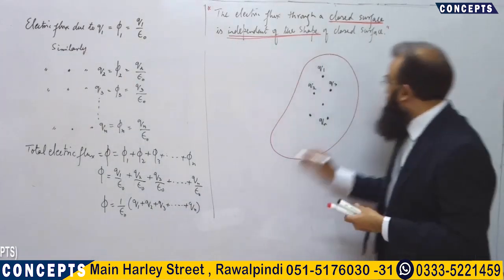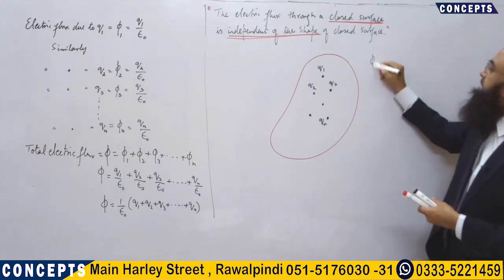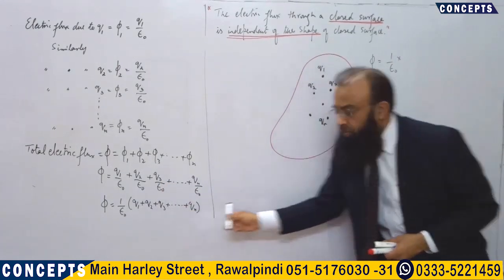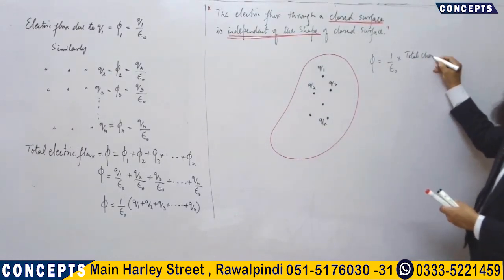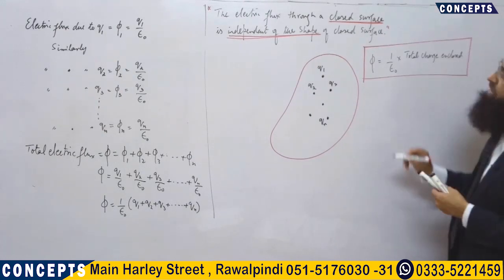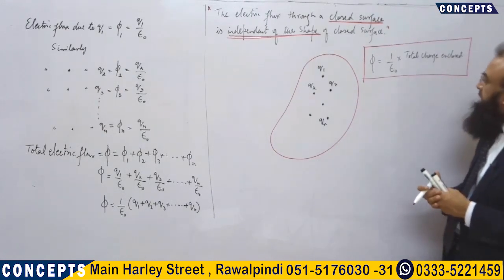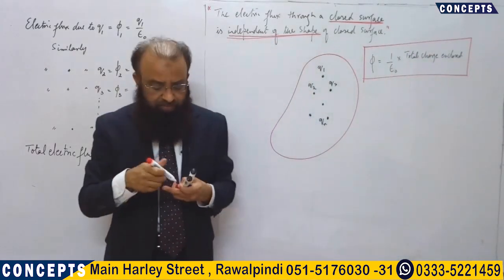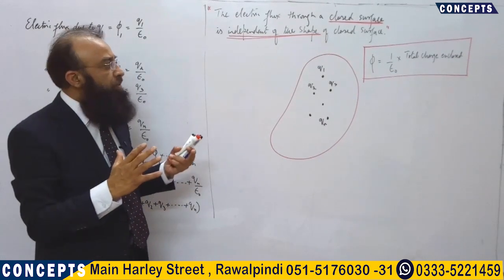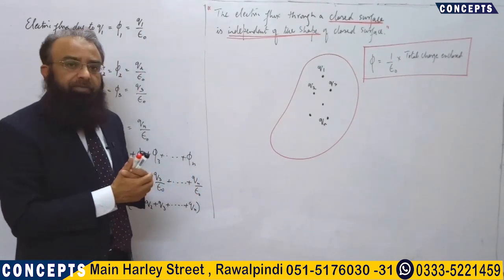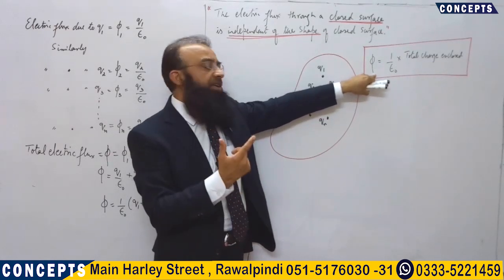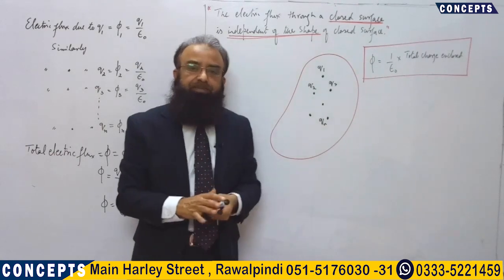So from this, phi is equal to 1 over epsilon naught into this Q1 plus Q2 plus Q3 plus Qn. This is the total charge enclosed by that surface. And this is the mathematical form of Gauss's law. So students, we have derived Gauss's law, and we'll be using this Gauss's law to find the electric field intensity due to some distribution of charge, and this would become very simple for us to find the electric flux, and then if we can find the electric flux, then we can find the electric field as well by using Gauss's law. Thank you.